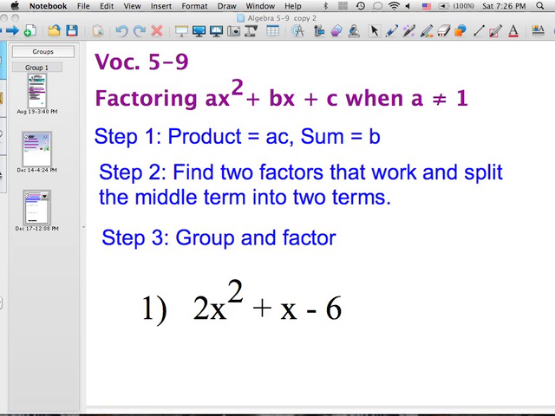We are on chapter 5, section 9. We're going to be factoring quadratic polynomials where the coefficient, the number in front of x squared, is not 1.